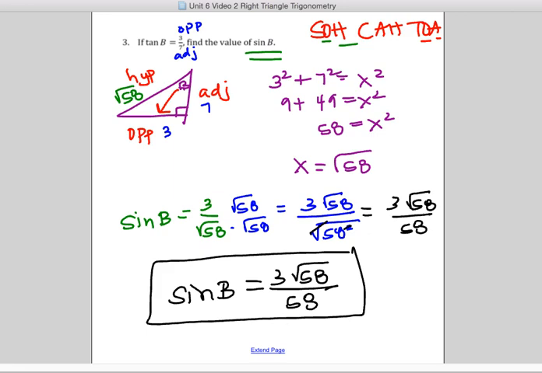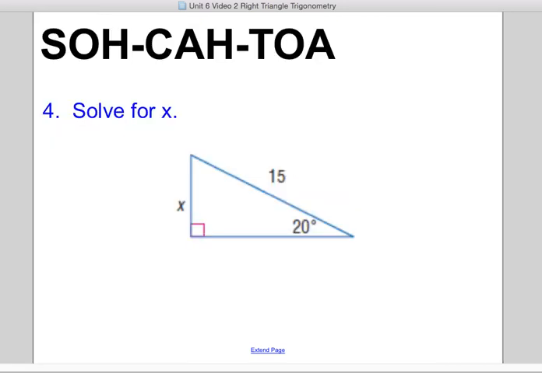Moving on to our next example, we have to solve for x. Now I look at this one and right away I'm like, oh, Pythagorean theorem. Can I do Pythagorean theorem? You need to have 2 sides. I only have 1 side, so I know I have to use sine, cosine, or tangent. So I'm looking at this angle. I say across from it is my opposite, and always across from my right angle is my hypotenuse.